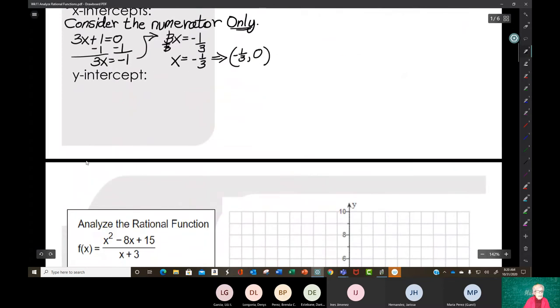Now the y-intercept. Our function is f of x equals 3x plus 1 over x. Well, unfortunately, the y-intercept is what you get when you put a 0 in for all of the x's. Right? Big problem here. This is undefined, because there's a 0 in the denominator.